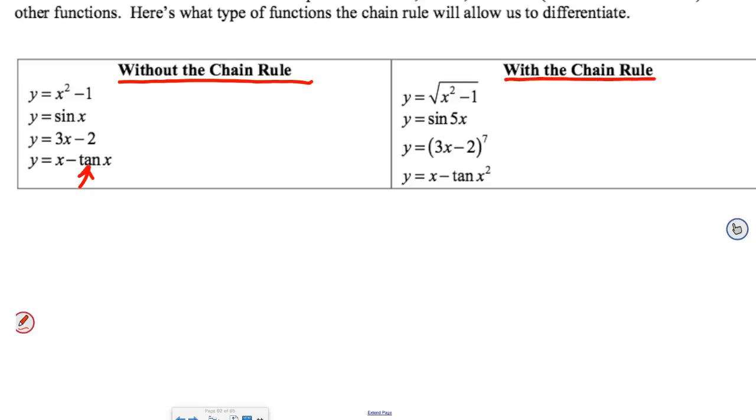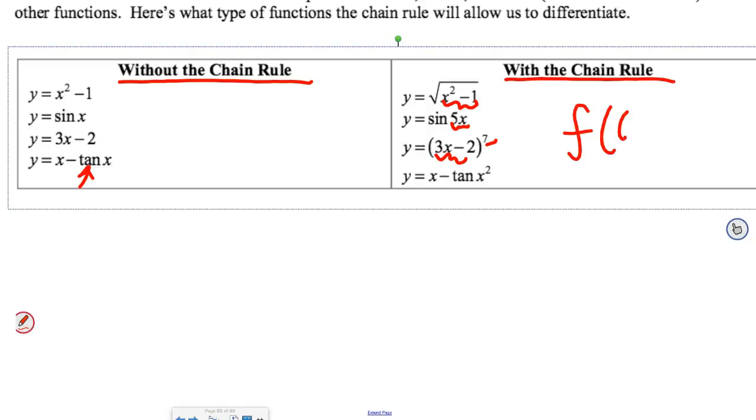But on this side over here, these are functions within a function. So this is the quadratic function embedded in a root function. This is 5x embedded in the sine function. This is a line embedded in a 7th degree polynomial. And so you can see these are of the form, go ahead and write it down, f of g of x. And that's when we use the chain rule.